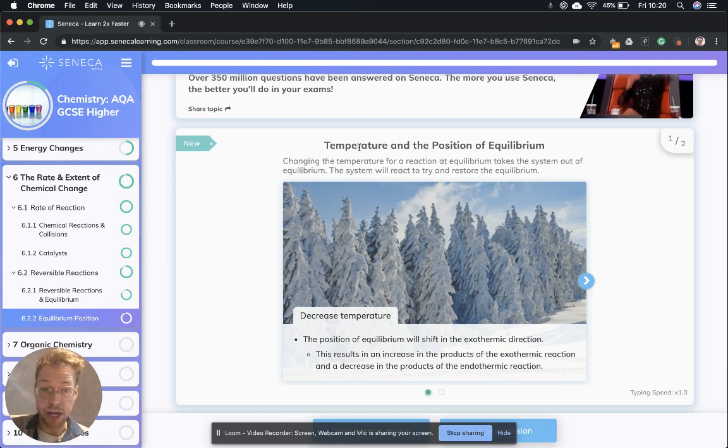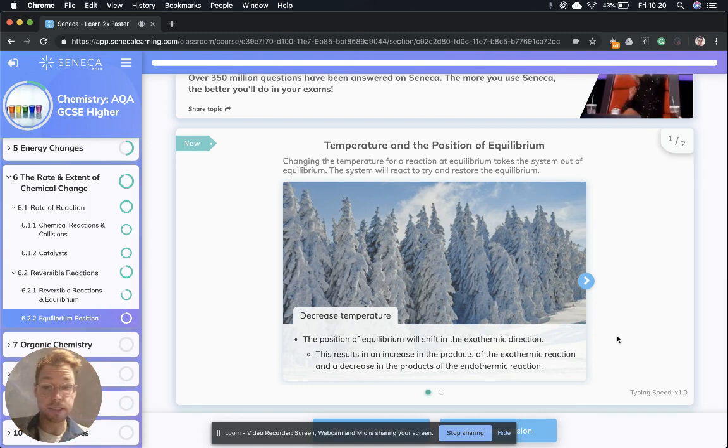Changing the temperature of a reaction will take the system out of equilibrium, okay? So the system will try and restore the equilibrium when we change the temperature. So if we decrease the temperature, the position of the equilibrium will shift in the exothermic direction. This results in an increase in the products of the exothermic reaction and a decrease in products of the endothermic reaction. And this makes sense because exothermic reactions generate heat.